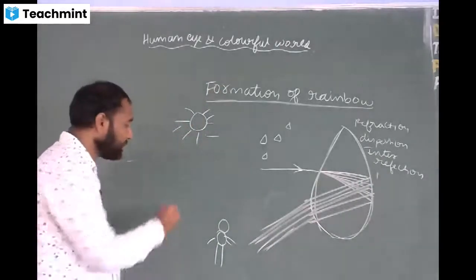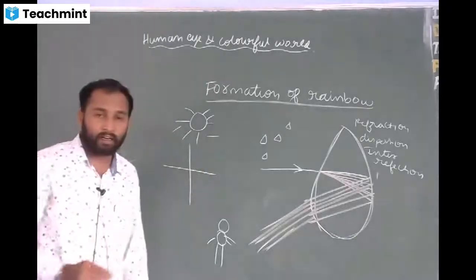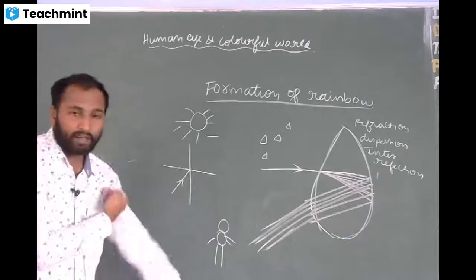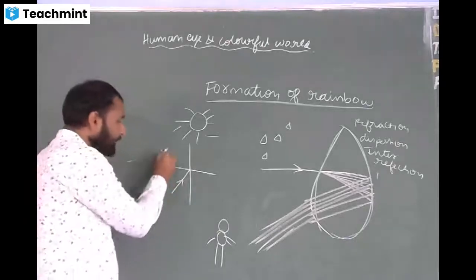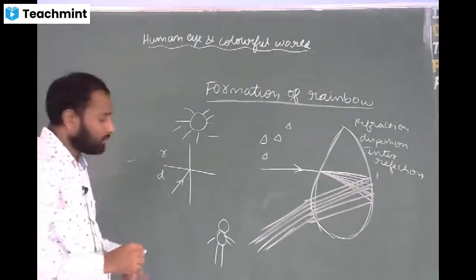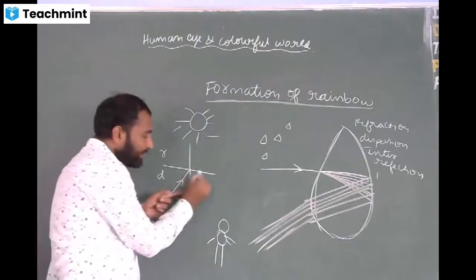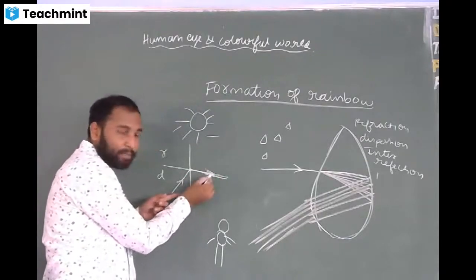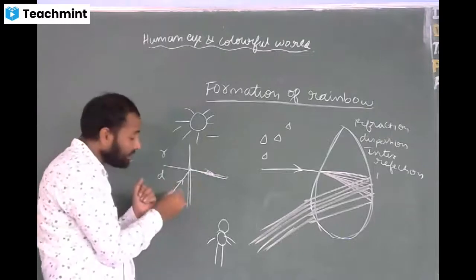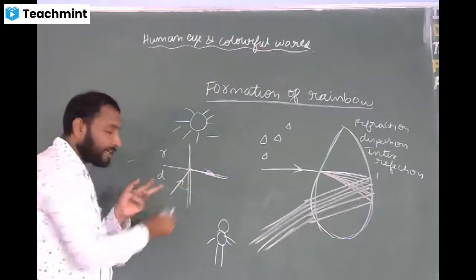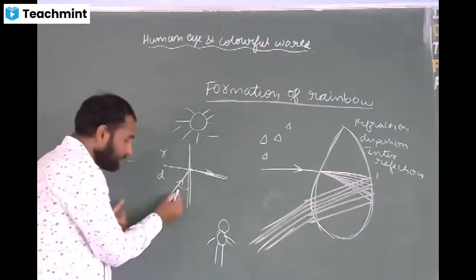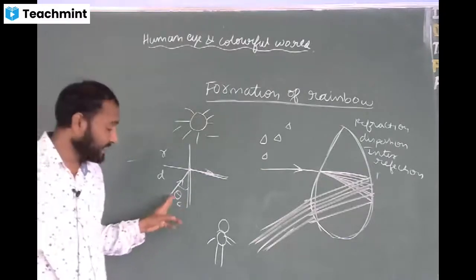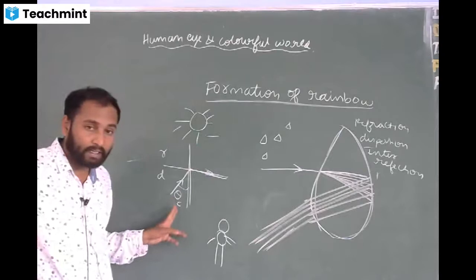I'll say it again. If the ray of light is entering from denser medium to rarer medium, and the refracted ray is perpendicular to the normal, then this angle is called the critical angle. We represent it by theta c. Theta c is the critical angle.